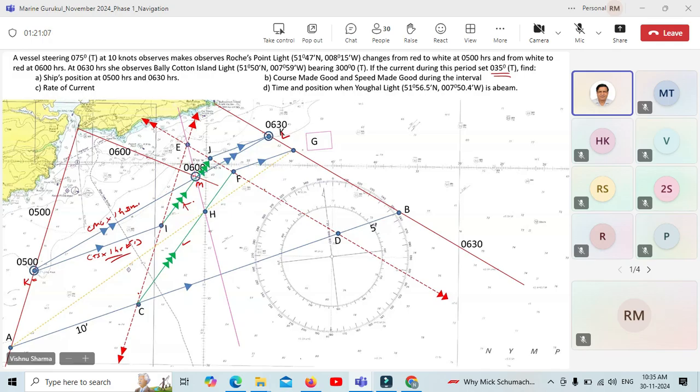So this vector triangle that I'm shading, I'll show it to you again. This vector triangle is the vector triangle for 1 hour in this case. And we get another vector triangle here, which is the vector triangle for 30 minutes. So this is basically what this entire thing was about.